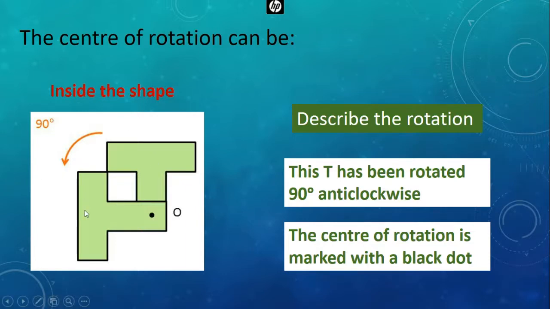So we have a look at that. First of all, we're moving in an anti-clockwise direction. If we start at this T, we move it in an anti-clockwise direction to this T here. If we look at the angle of rotation, it would be from here to here, and that would be a 90-degree angle. So to describe this rotation, we would say this T has been rotated 90 degrees anti-clockwise, and the centre of its rotation is the black dot.